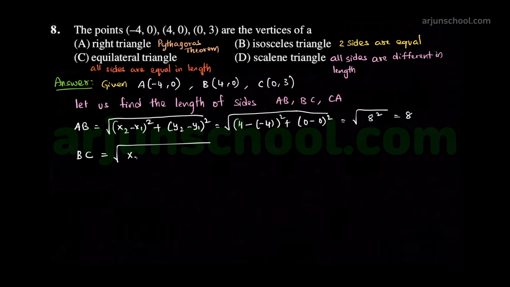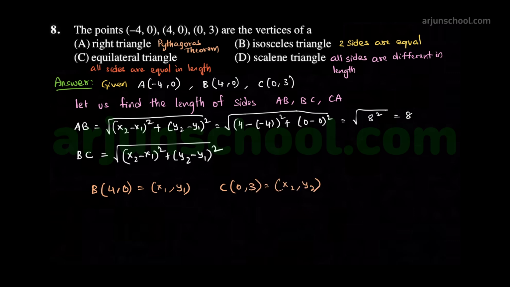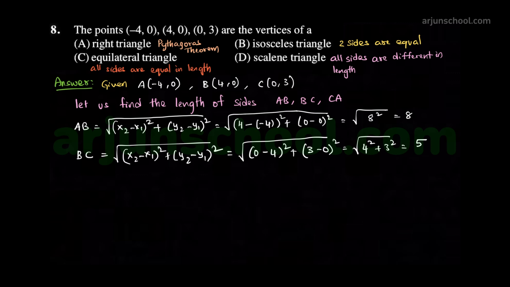BC is equal to root over (x2 minus x1) whole square plus (y2 minus y1) whole square. Here B(4, 0) is the point (x1, y1) and C(0, 3) is the point (x2, y2). Let us substitute these values. That is equal to root over (0 minus 4) whole square plus (3 minus 0) whole square, that is equal to (-4) whole square can be written as 4 square plus 3 square under root, that is equal to root over 16 plus 9, which is root over 25, which is equal to 5 units.